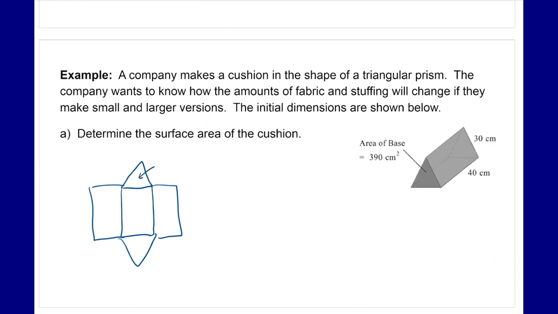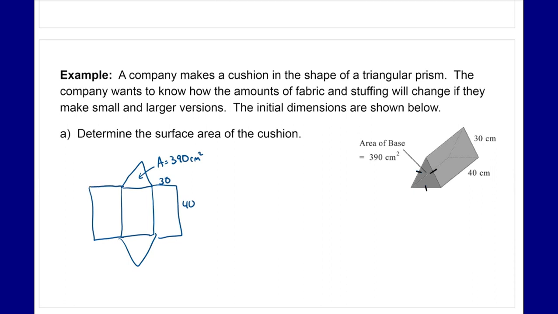Now, for the area of the base, we're already given that this is 390 centimeters squared. And it is an equilateral triangle, even if we don't see it. We're only given one dimension. On your notes, you do see this. It didn't transfer over to this, but I can tell you that it is going to be an equilateral triangle. All sides are the same. So that means that this rectangle is 30 by 40, and so are all the other ones.